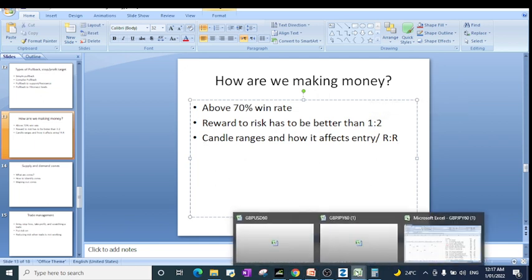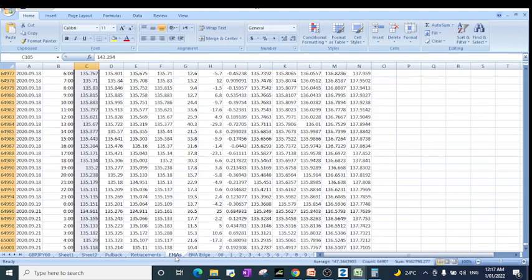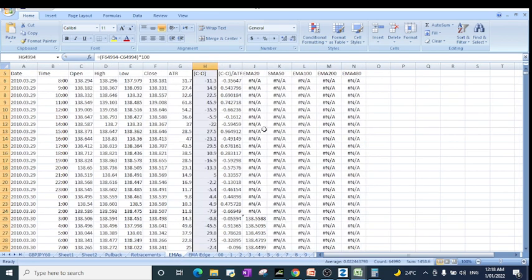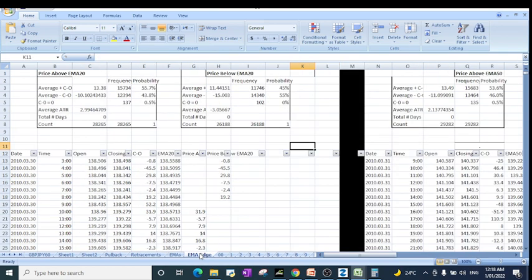Okay, let me show you the work I did on the moving averages. So, EMA edge. I had a simple question: is there an edge taking trades on the side of the moving average? So I calculated the 20 period EMA, 50, 100, 200, and 480 EMAs, and this is the EMA edge.